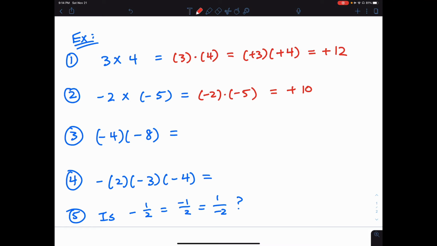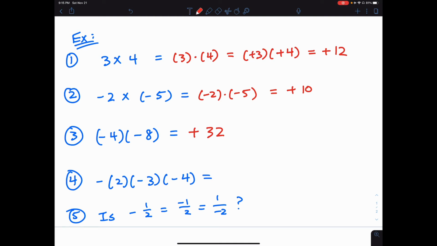Negative 4 times negative 8, we see two negative signs. So right away, we know that our answer has to be positive in the end. So the general rule is if there's an even amount of negative signs being multiplied together, all of them pair up very nicely and we always get positive in the end. If we have a bunch of negative signs and there's only one left over that doesn't get paired together, then our answer should be negative. We'll probably see that in the next example here. However, let's finish off number 3. Negative 4 times negative 8 gives us positive 4 times 8, giving us 32.